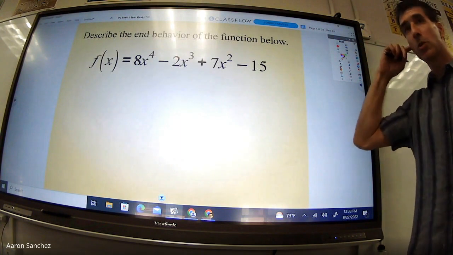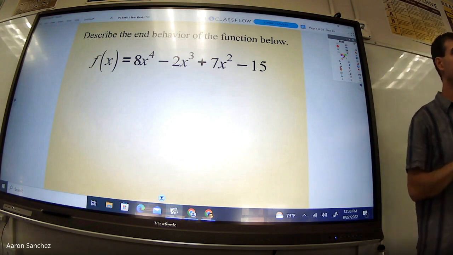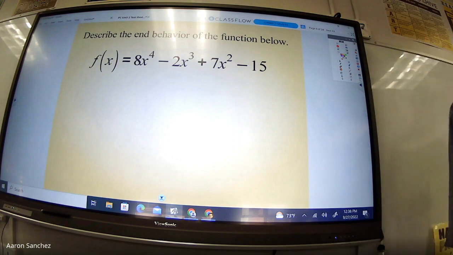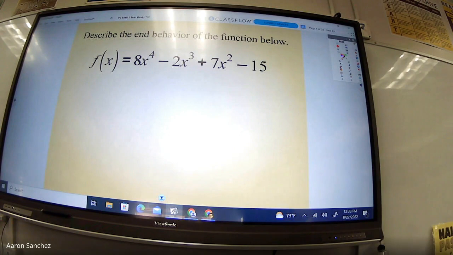Okay. Describe the end behavior. So it's a sheet of paper, right? Raise your hand if you don't even need an explanation on this, you got this. Okay, raise your hand if you just need a little bit of a review. Otherwise, I think I got it. Okay. I'll assume everyone else needs a big explanation.